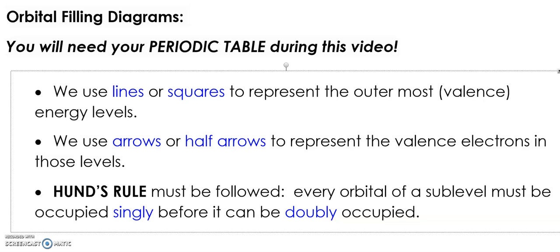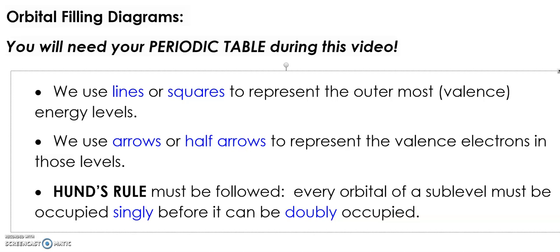This video is on orbital filling diagrams. You're going to want your periodic table out during this video because I'm going to show you a different way of writing an electron configuration. So what we're going to do is instead of writing like 1s2, 2s2, 2p6, etc., we're going to use lines or squares to represent what we call the valence electrons.